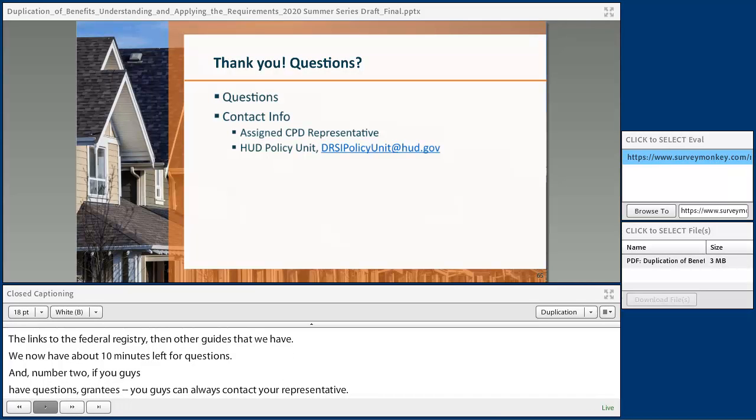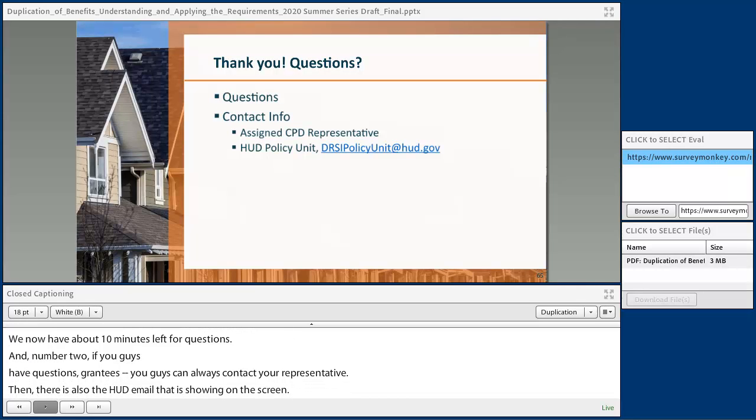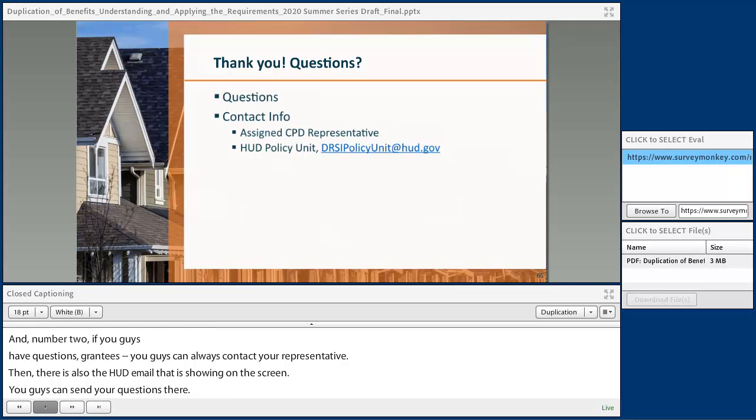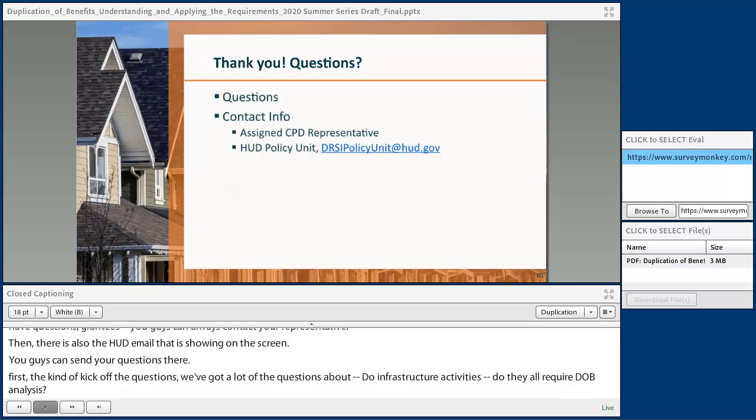And so first, to kick off the questions, we've gotten a lot of questions about, do new construction activities, do infrastructure activities, do they all require DOB analysis? So do we want to just start, Jen and Carrie, by kicking it off with a simple infrastructure example on how DOB would come into play here?